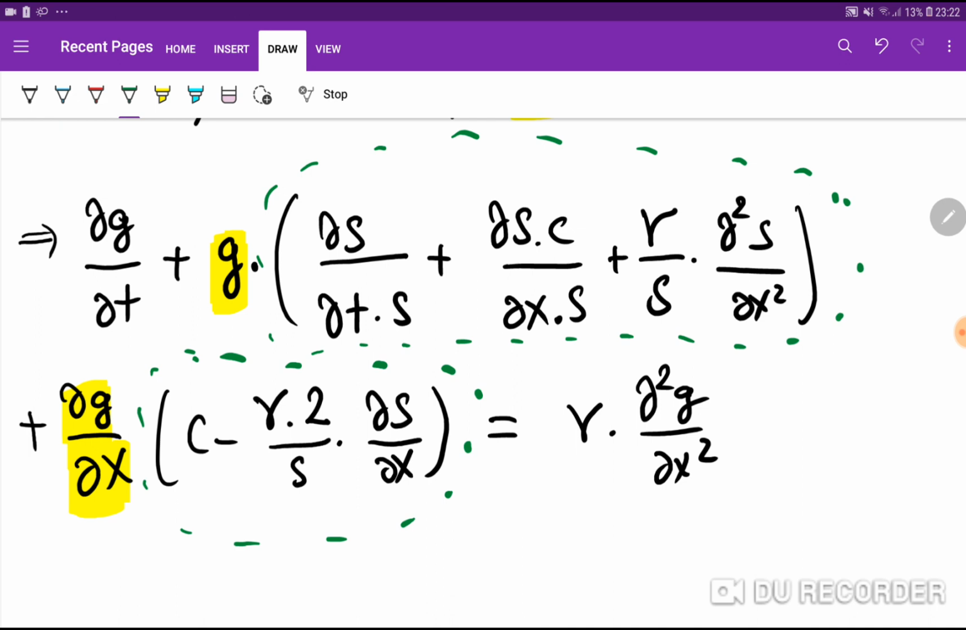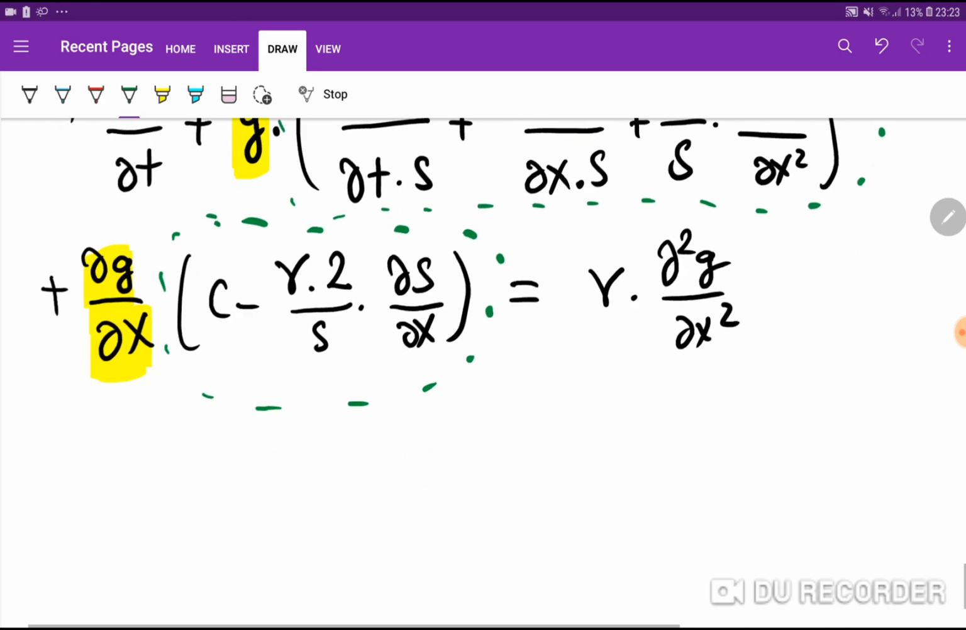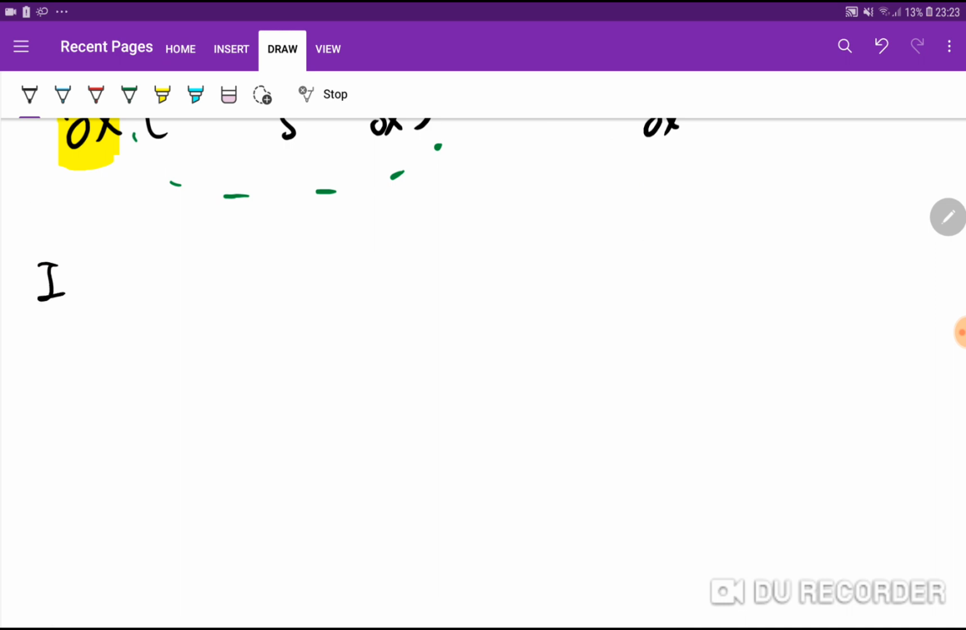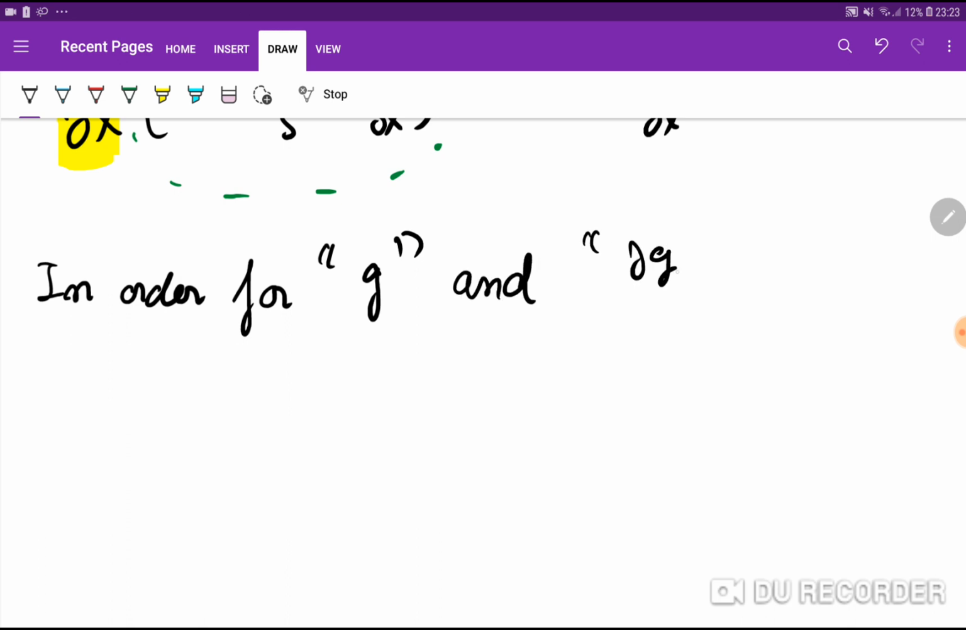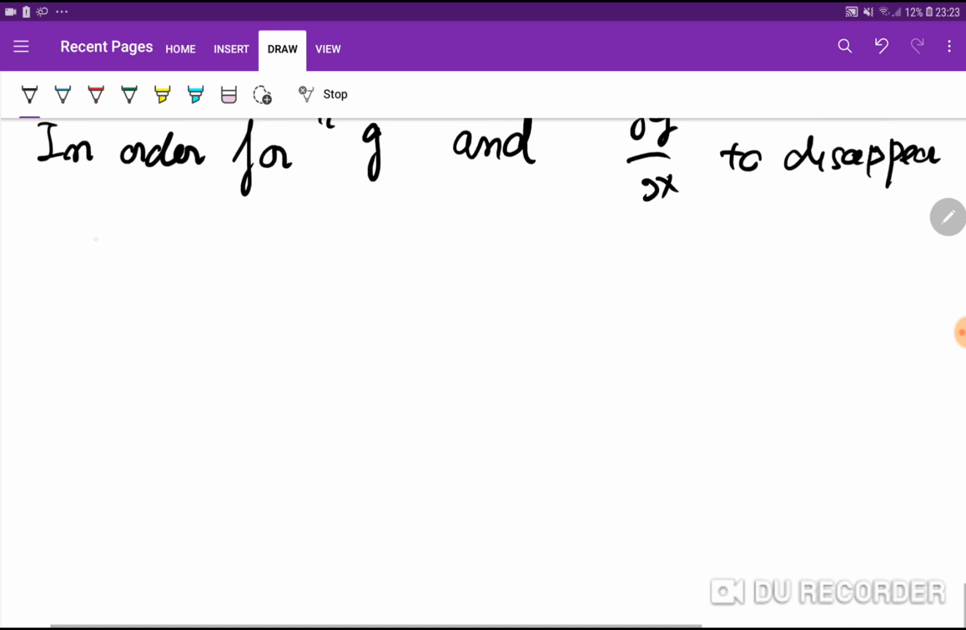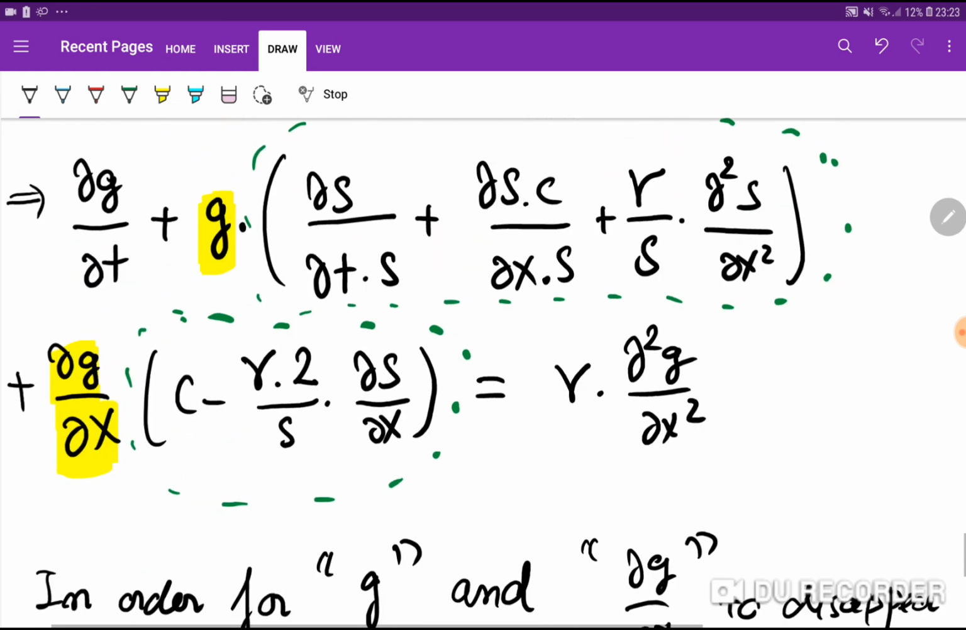Okay, and s we can choose. That's why, remember, s is something we choose. It's a supplementary function. It's something we can pick. So let me write that. In order for g and partial g with respect to x to disappear, these must equal 0. I mean the green circle.